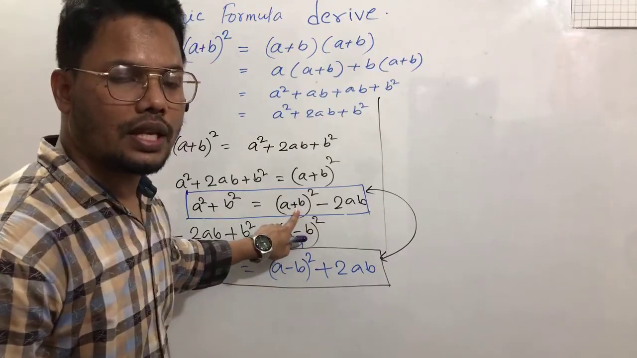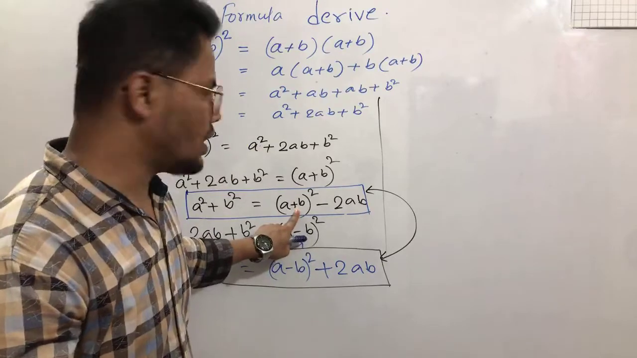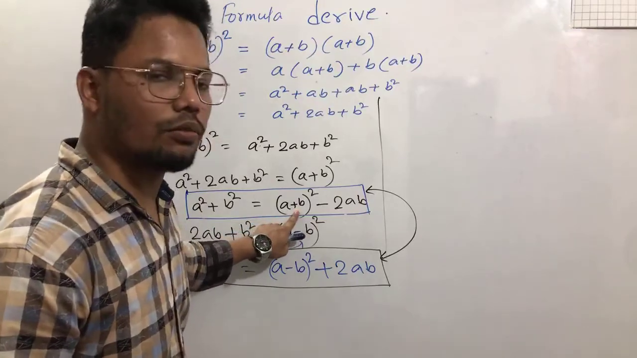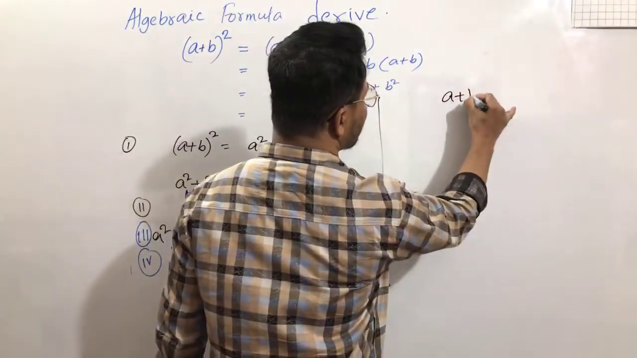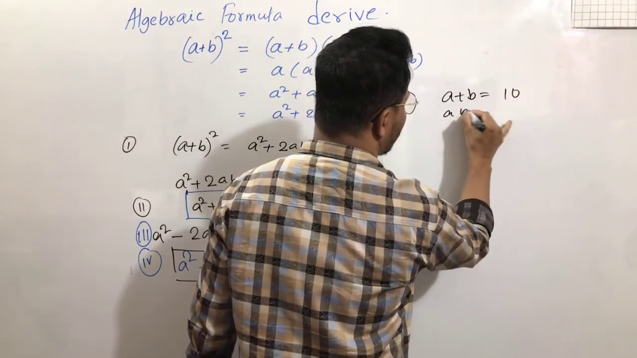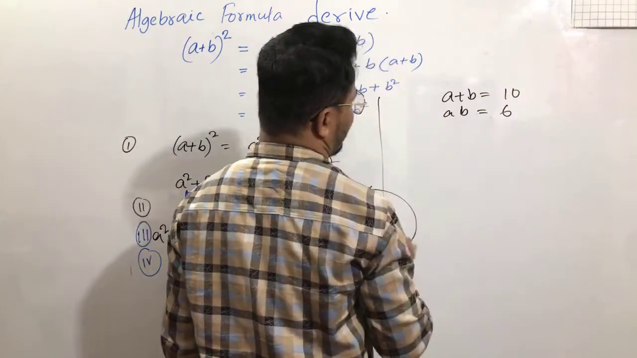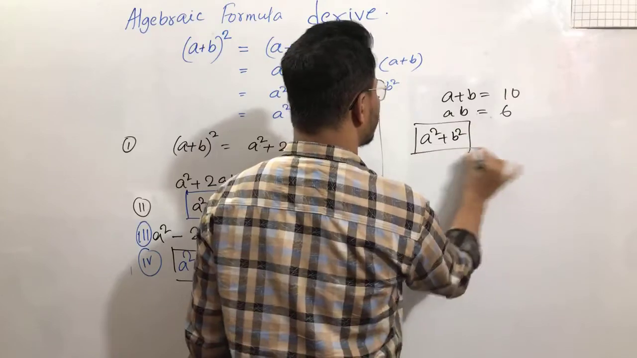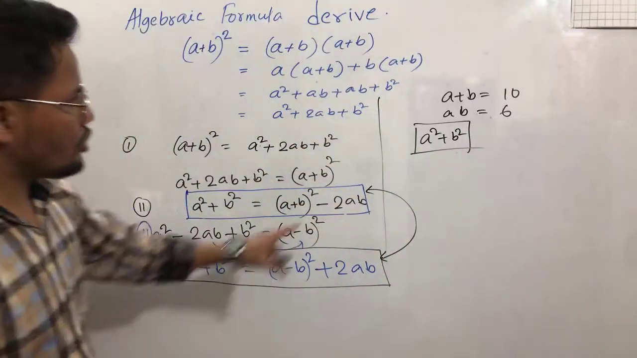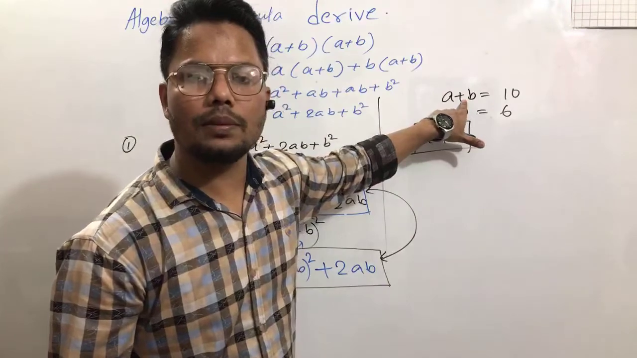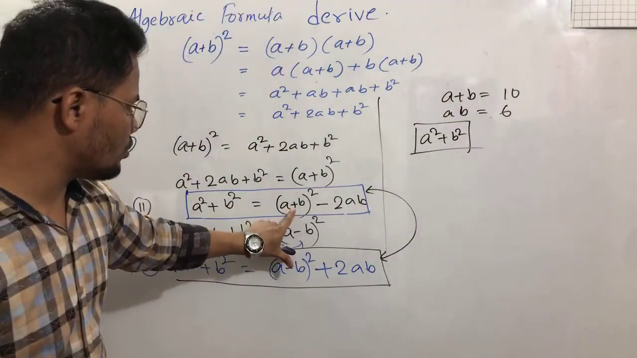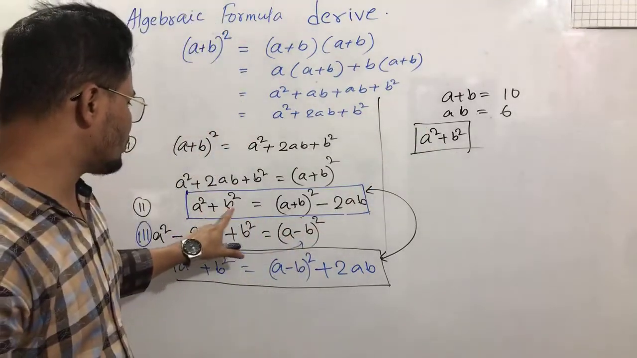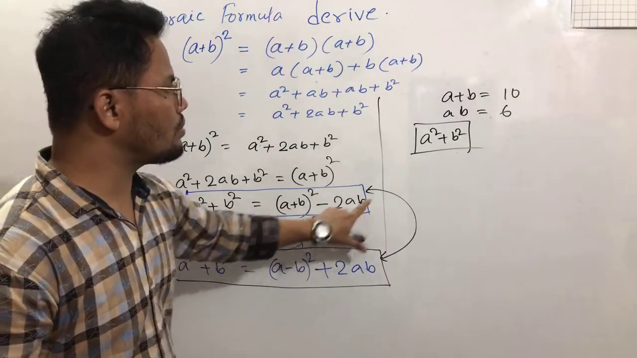If the value A plus B is given equal 10, and AB equal 6, what will be the value of A square plus B square? Then you have to apply this formula. In this case, which formula will you apply? Now give attention, the value given here is plus. So this is the plus formula, A plus B whole square. You have to apply A square plus B square equal A plus B whole square minus twice AB.